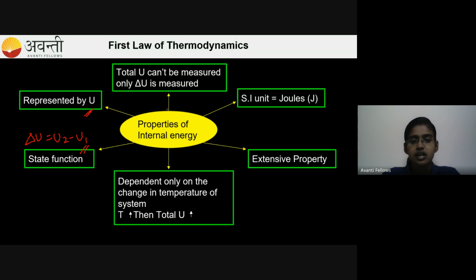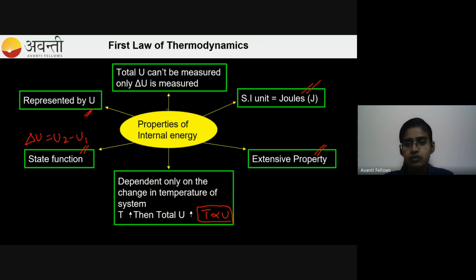Got it? And it is dependent only on the change in temperature of the system. If you increase the temperature, internal energy also increases, because temperature is directly proportional to internal energy. If you reduce the temperature, the internal energy of the system will also get reduced. Okay. And it is an extensive property. What is an extensive property? The value changes on changing the size of the system. Internal energy will change on changing the size of the system, so it is an example of an extensive property.